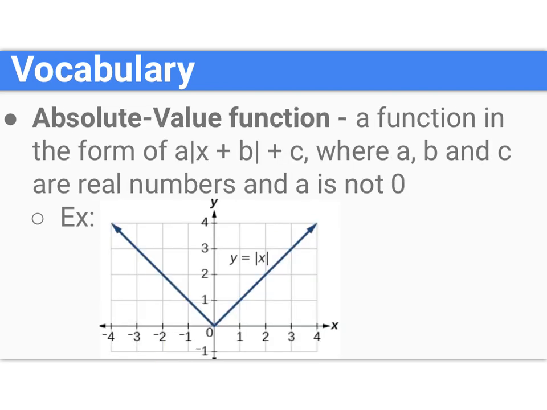Our next function is an absolute value function. And when you see two vertical lines, that means absolute value around a function. And absolute value is the distance a number is away from zero. So distance is always positive. You can't have negative distance. So we'll just get into the general form and whether it points up or down.